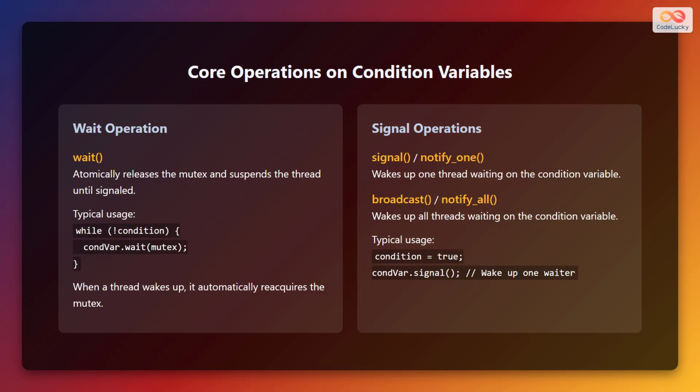The second operation is signal operations. Signal, also known as notify one, wakes up one thread waiting on the condition variable. Broadcast, also known as notify all, wakes up all threads waiting on the condition variable. Typical usage pattern is: condition = true, convar.signal to wake up one waiter.